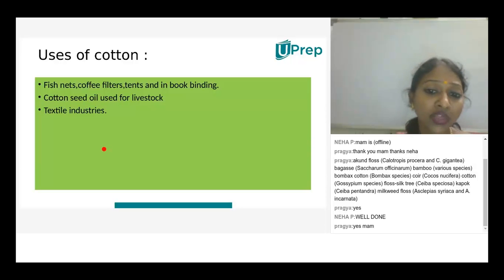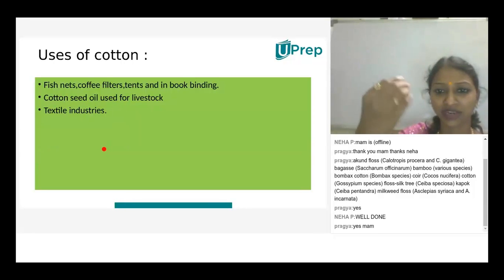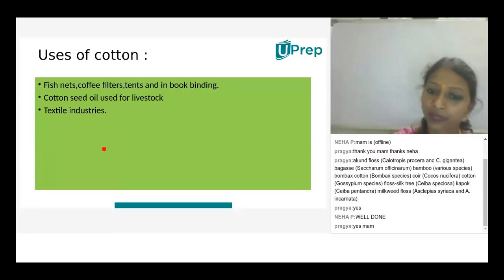Okay, so what are the uses of cotton? The uses of cotton, like fish nets, coffee filters. Have you seen the coffee filters? Yes, yes, ma'am. When we dip the coffee, we can see the cloth-like material, which is made up of this cotton.